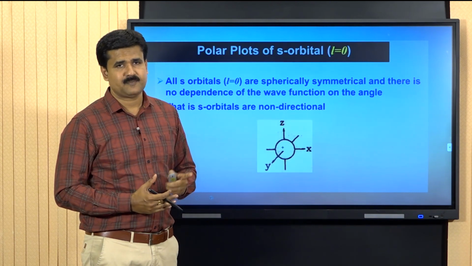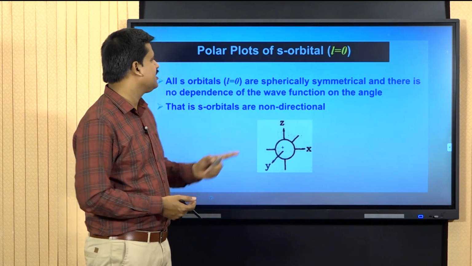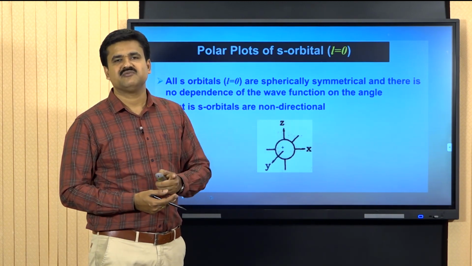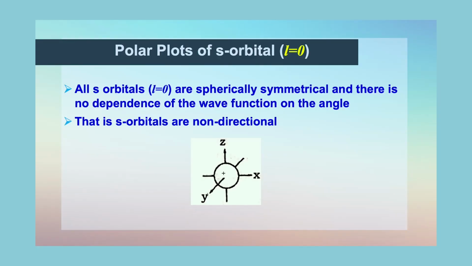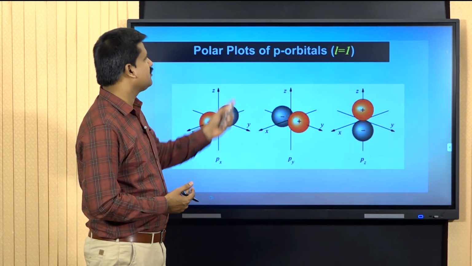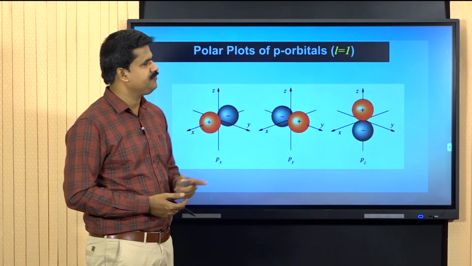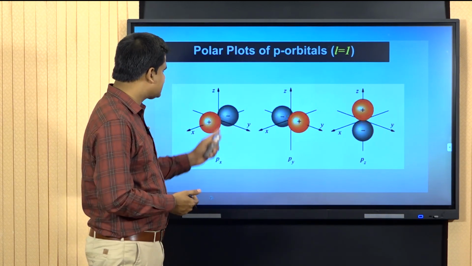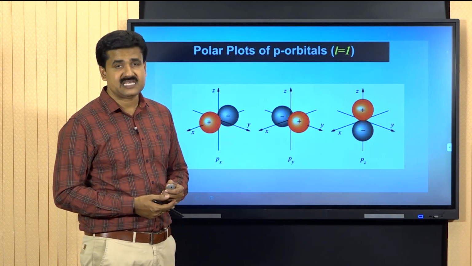Now, polar plots for the s orbital, that is, L is equal to 0. s orbitals are spherically symmetrical and there is no dependence of the wave function on angle. So, this is the spherical polar plot for the s orbital. Moving on to the polar plot for the p orbital, there are three possible arrangements. p orbitals are triply degenerate. This shows the polar diagrams or polar plots corresponding to the p orbital. This represents px, this one corresponds to py, and the final one corresponds to pz.